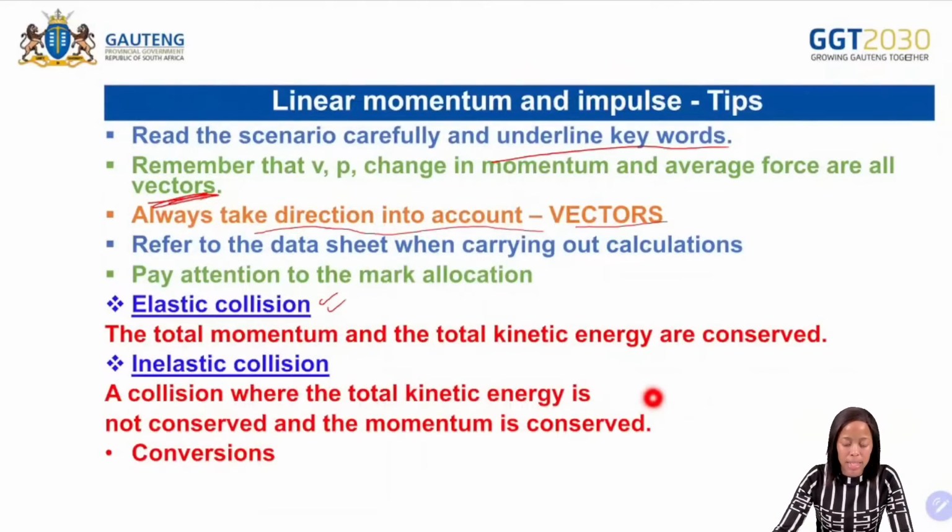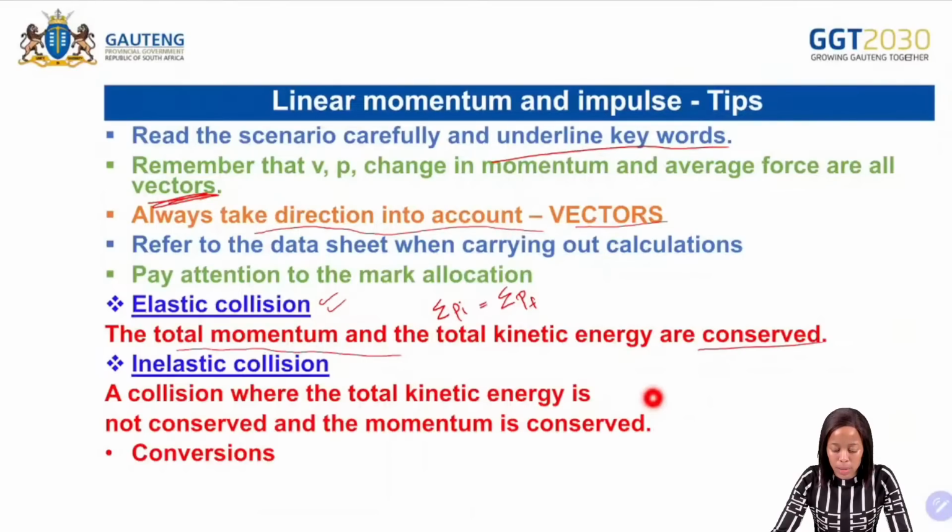We have the elastic collision. It says the total momentum and the total kinetic energy are conserved. So for total momentum, the sum of the momentum before the collision will be equal to the sum of the momentum after the collision. In an elastic collision, the total momentum is conserved, meaning the momentum before and after the collision will be the same.